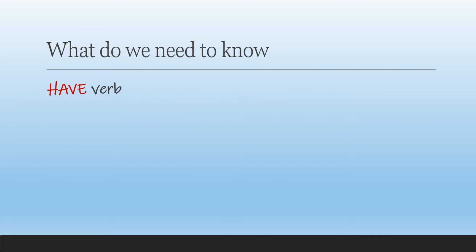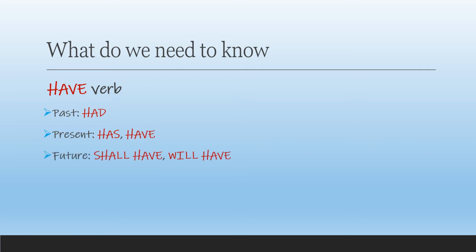So before we start learning the perfect tense, what do we need to know? We need to know the have verb properly. We use the have verb in the past tense and it changes to had. In the present tense, we use it as has in the third person singular or have for everything else. In the future tense, we use it as shall have or will have. We have already learned about the have verb in our previous lesson.